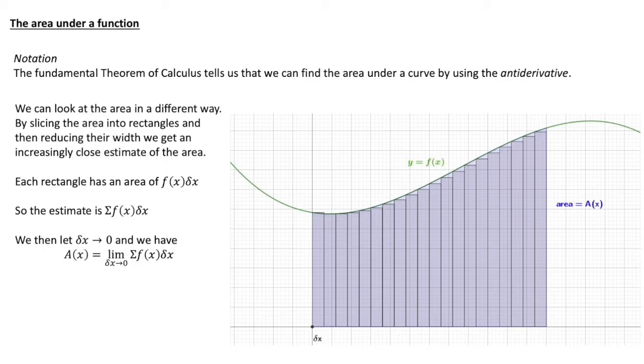Now if we zoomed in, we'd still see steps, but then we could make them thinner and thinner, and in the end, with the limit, we would have the area itself. And the way we write this limit is A of x is the integral, that long s there, of f of x dx.